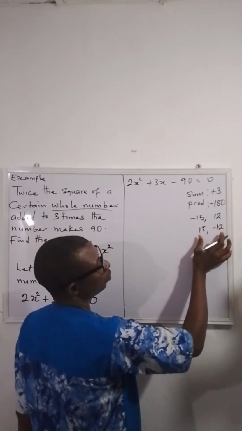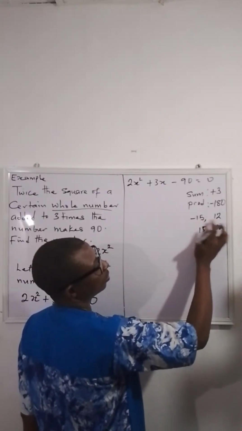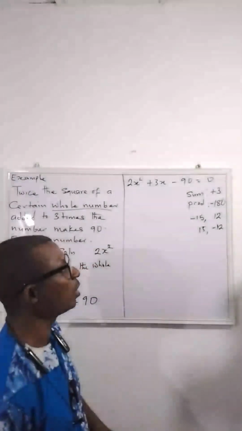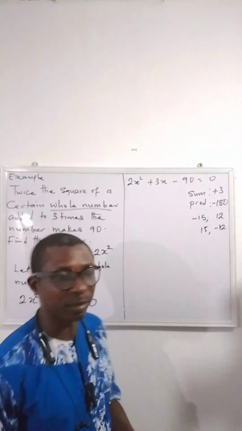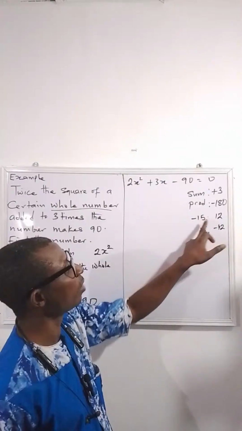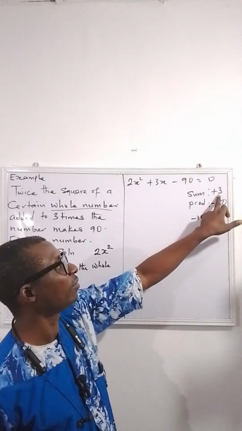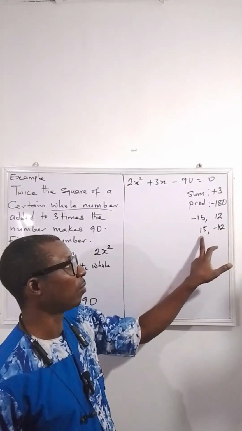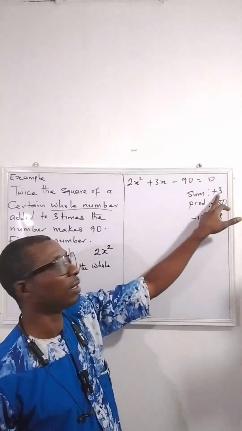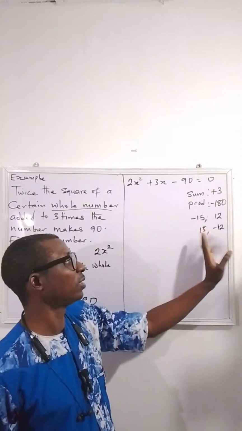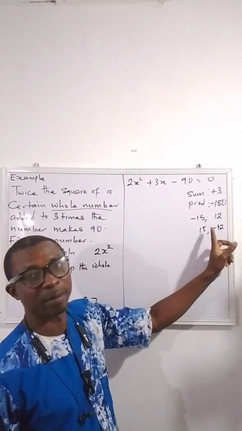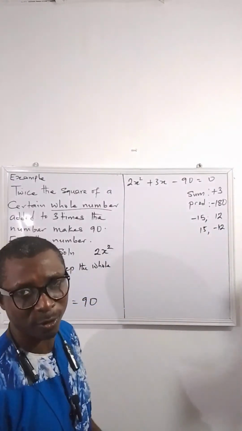Now look at these two numbers. If I multiply this and this together, I have minus 180, and also this. But let us see which one will give us 3 when added. Now when you add minus 15 and 12 together, you have minus 3. What we have here is plus 3. So now let us look at the other: when you add 15 and minus 12 together, you have plus 3. So that means it's 15 and minus 12. Okay, hope you get that.